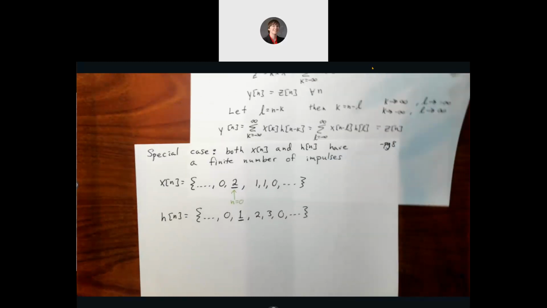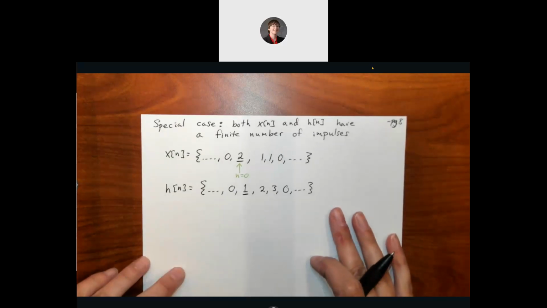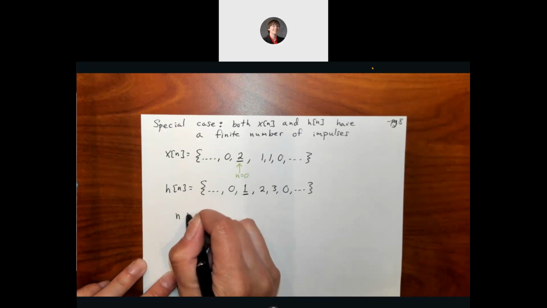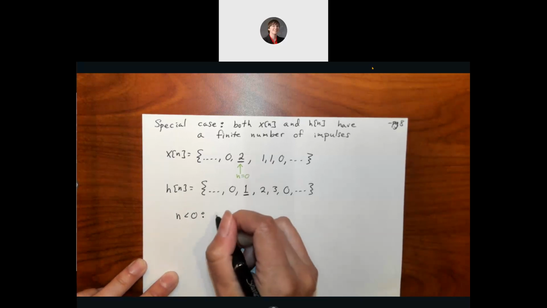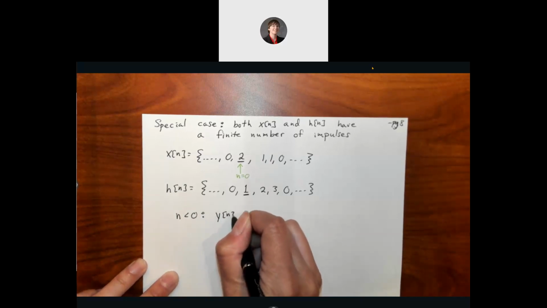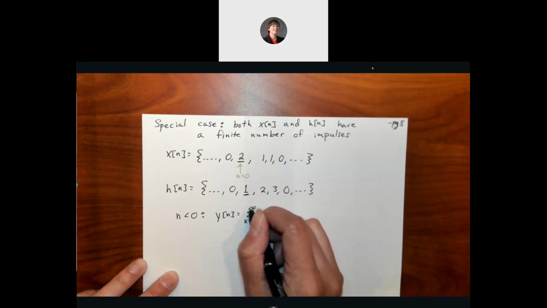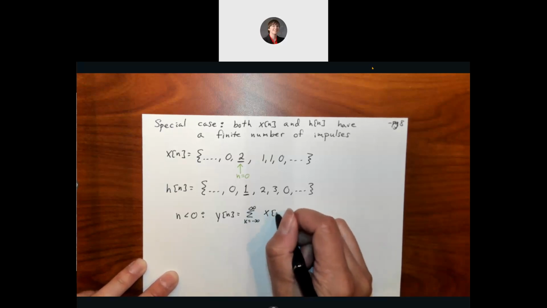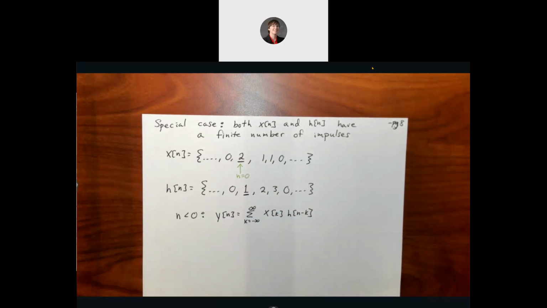So if I look at my summation, what I would find is when n is less than 0, what we would have is our y of n is the summation of x k h n minus k.